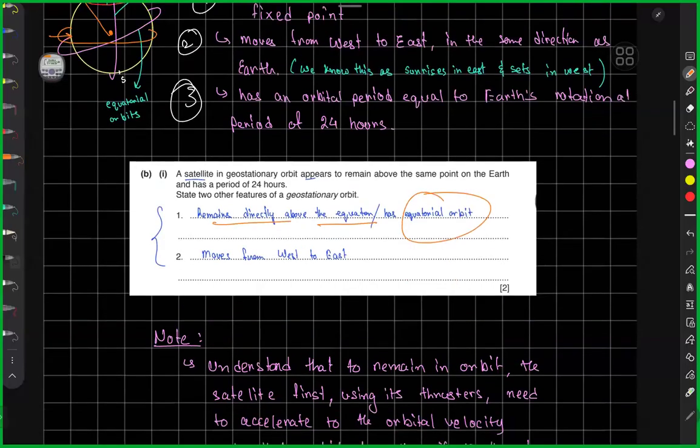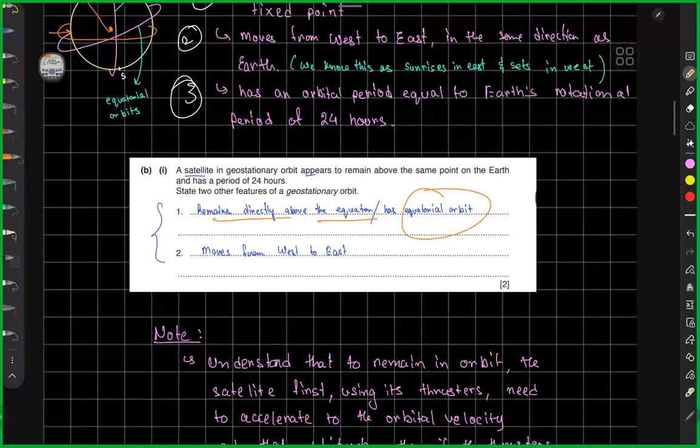So that's it. The other point is that the satellite must move from west to east. I showed that atrocity of a demonstration. But basically, the geostationary orbit satellite should go from west to east. Very simple. Two things.